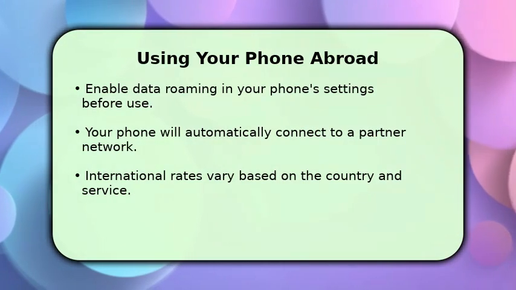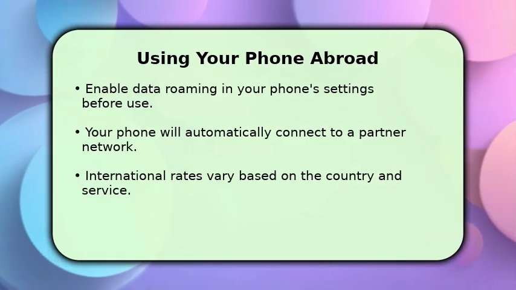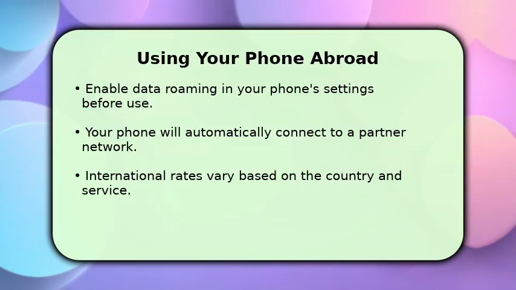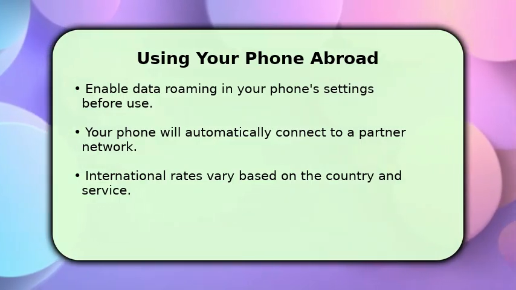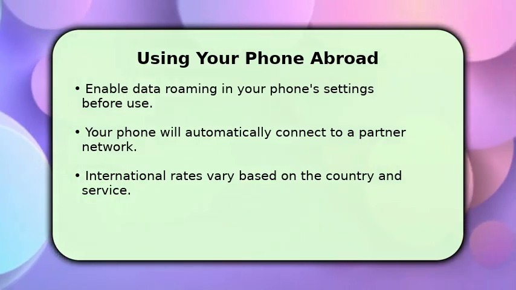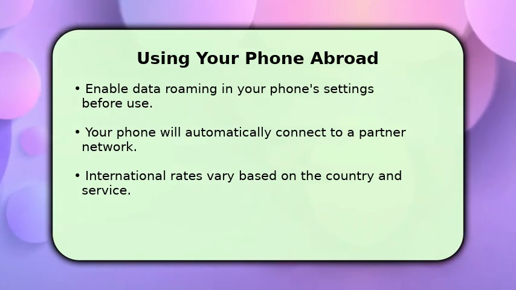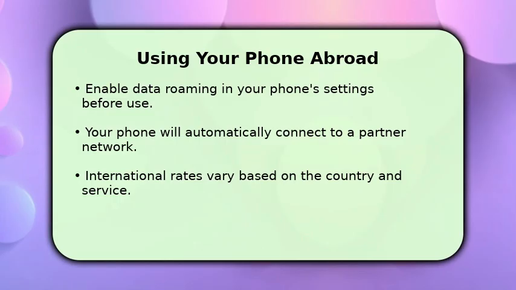When you arrive at your destination, make sure data roaming is enabled in your phone's settings. Your Mint Mobile phone should automatically connect to a local partner network. If it doesn't, try restarting your device. Keep in mind that international roaming rates for calls, texts, and data vary significantly by country, so it's good to check the rates for your specific destination beforehand.